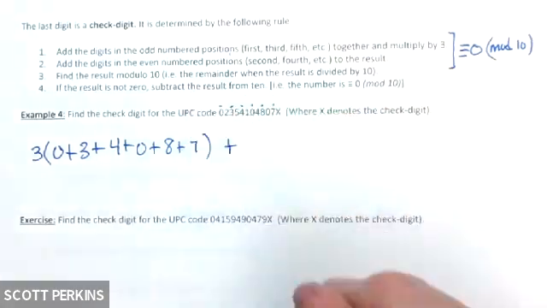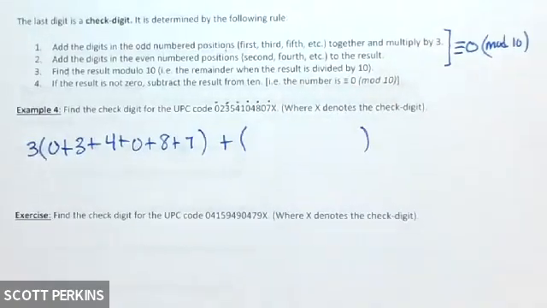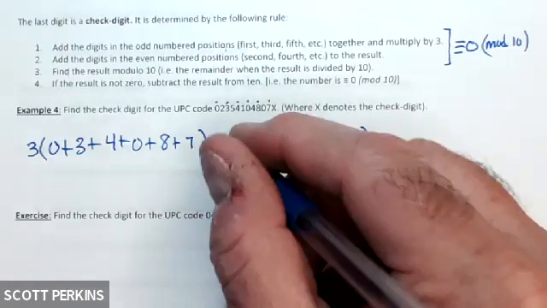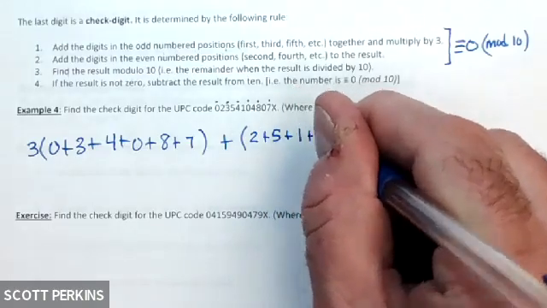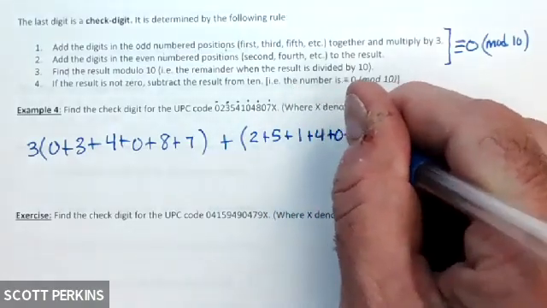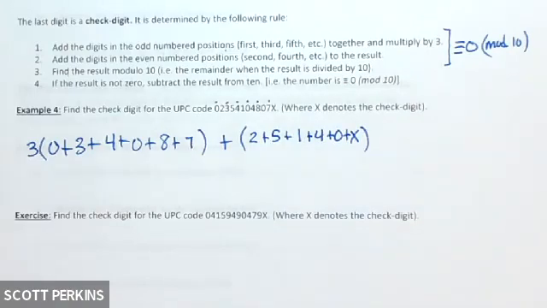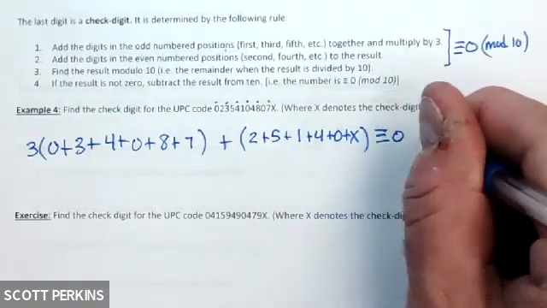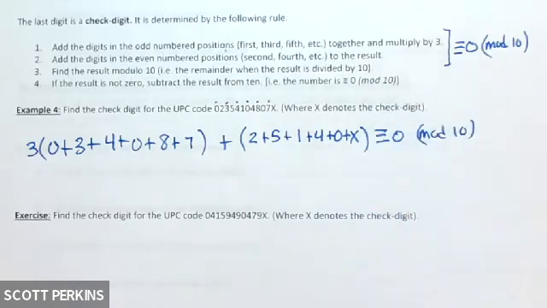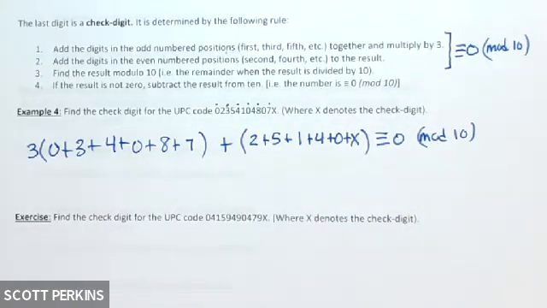Okay, now what we're going to do is add to that the numbers that are in the even positions. Those are the ones that don't have the dot in my example here. So that is 2 plus 5 plus 1 plus 4 plus 0 plus x. The check digit is included. And when I combine all that, that should be congruent to 0 mod 10, meaning when I divide by 10, it has a remainder of 0. That's what congruent to 0 means. I've repeated that a lot because I know that's goofy and I want you to remember it.